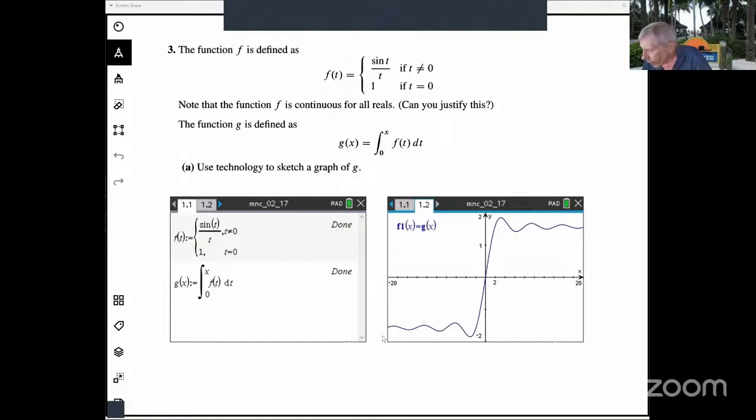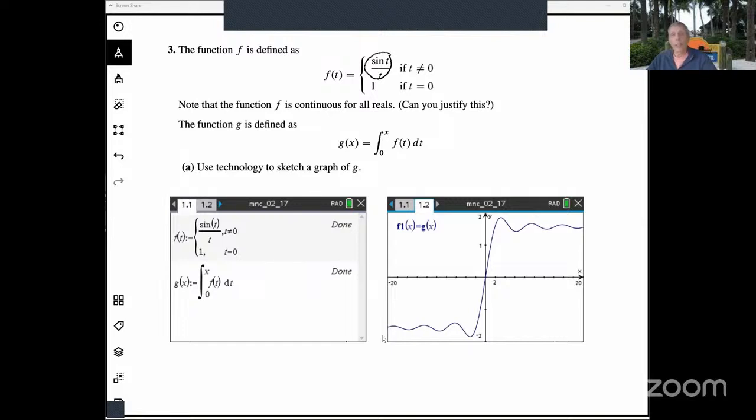This function f is defined piecewise. It is the sine of t divided by t almost every place, except at t equals 0, where it's equal to 1. In the top part here, you'll notice that this piece is not defined for t equal to 0, but I'm going to define it to be 1 when t is equal to 0. It turns out that by doing that, this function is now continuous for all real numbers.